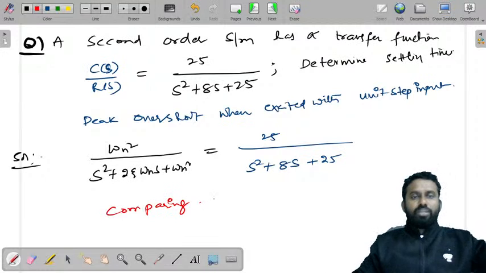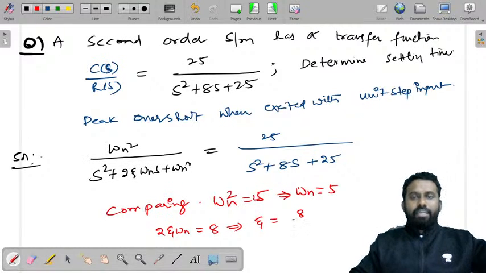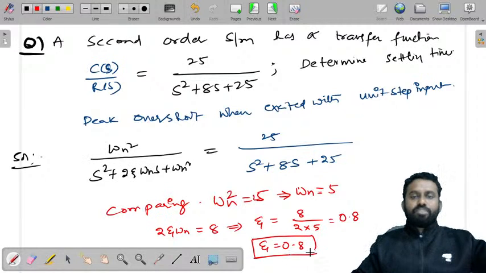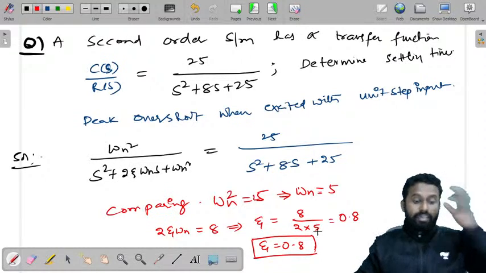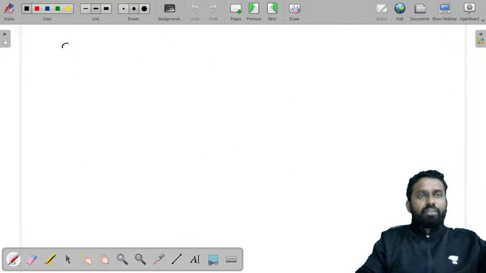If you are comparing these two, what do you get? Omega n square is 25, implies omega n is equal to 5. Similarly, if you compare 2 zeta omega n, it is 8, implies zeta is equal to 8 by 2 into omega n, 5, 10, so it is 0.8. So zeta is between 0 and 1, so I can say it is an underdamped system, first point. What are we asked to find? We are asked to find settling time and peak overshoot. So let's try to do that. It's a very simple question.